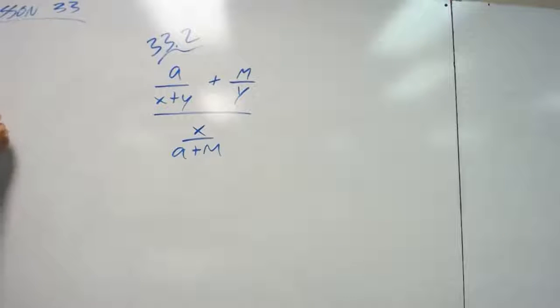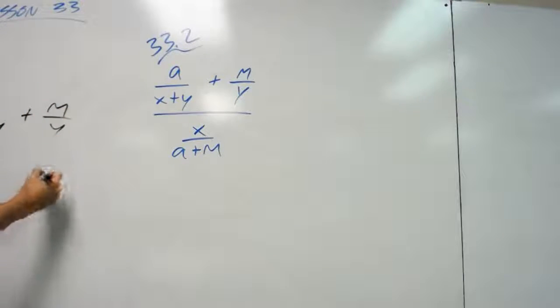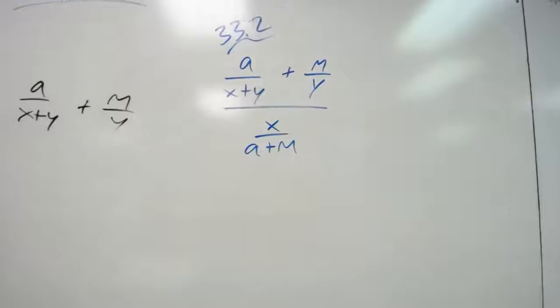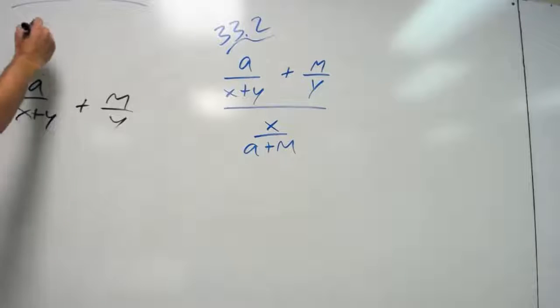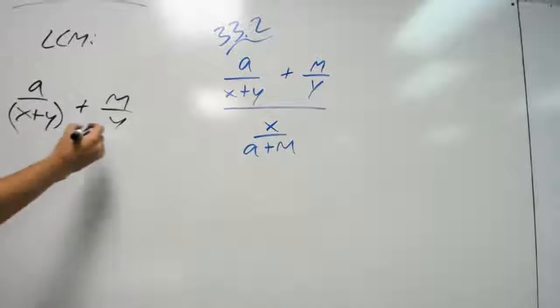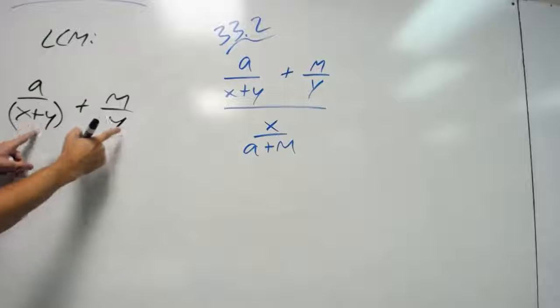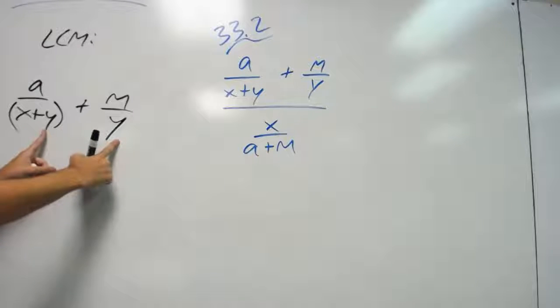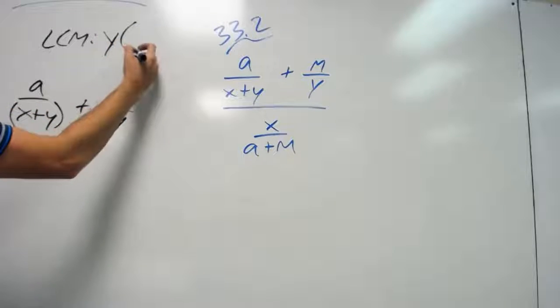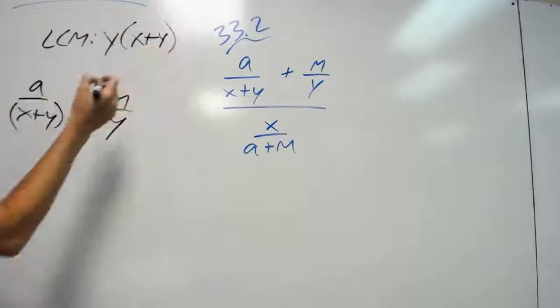A over x plus y plus m over y. What is the common denominator here? Well, remember, a sum is its own identity, so imagine that in parentheses. This y right here and that y are not the same. They don't correspond. So our least common multiple would actually be y times x plus y.